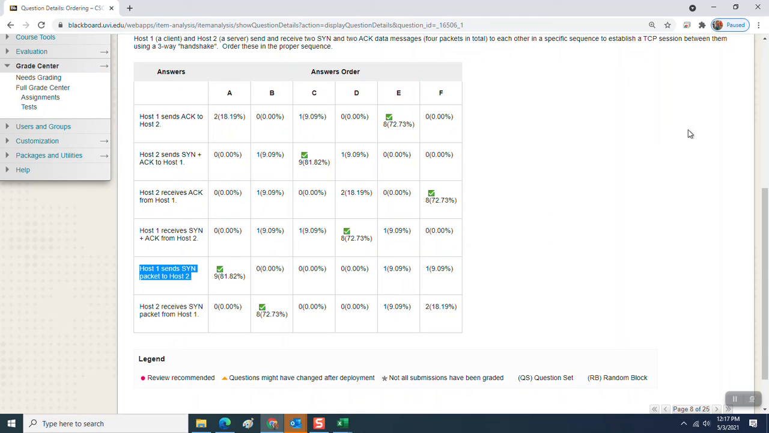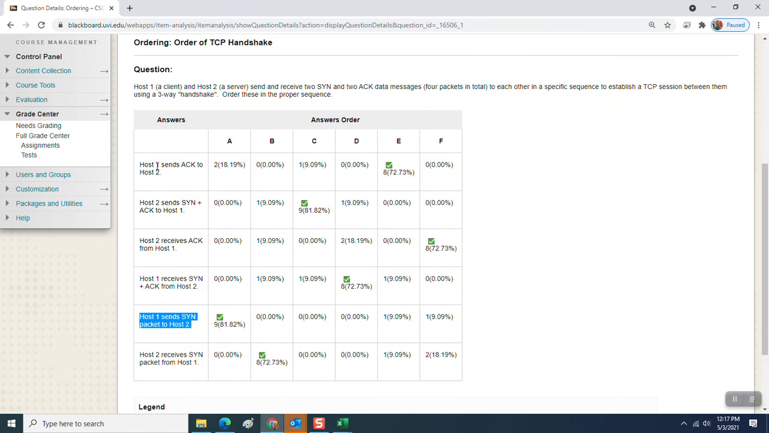So the important thing to understand in this order is that there's a sender and a receiver, a sender and a receiver, a sender and a receiver. And so that's why there are 6 expressions here. In your next version, I will change host 1 and host 2 to client and server so it's a little clearer.